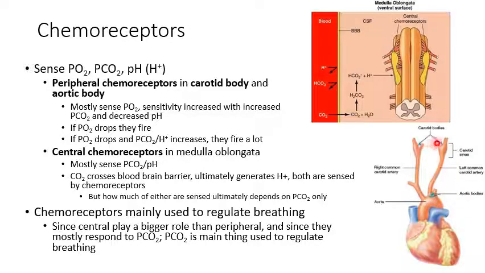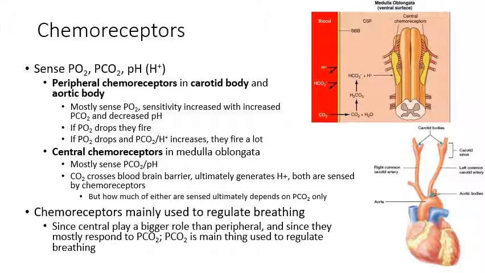So these chemoreceptors are sensing all three of those things, but they're mostly responding to oxygen. And they're basically not active normally, but if your oxygen levels start dropping, if your PO2 goes down, then they are going to activate and start firing. But their sensitivity goes up with an increase in PCO2 or a fall in pH, which would be an increase in hydrogen ion concentration.